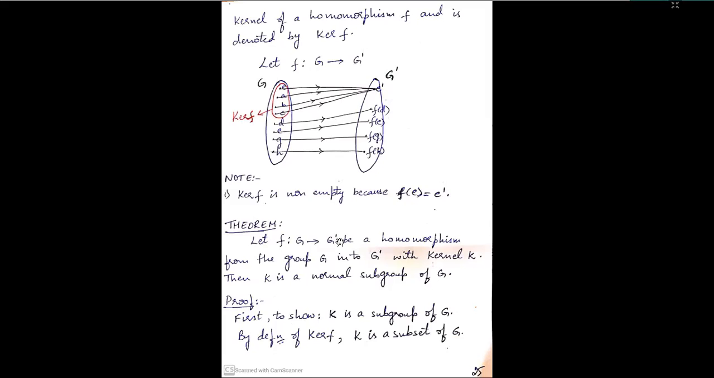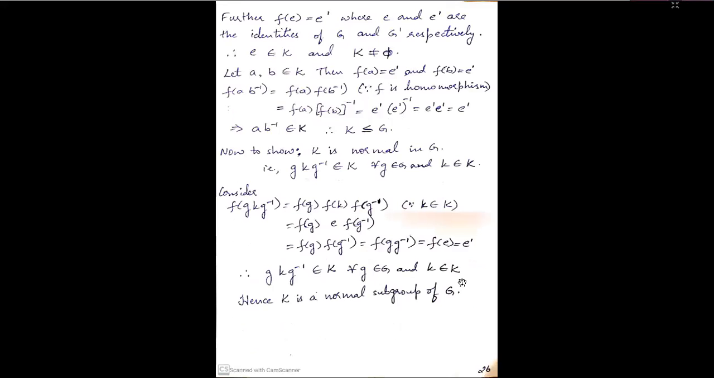You have a function f from G to G dash being a homomorphism from the group G to G dash with kernel K, then K is a normal subgroup of G. So to show that K is normal, there are two conditions to be proved. That is, K is a subgroup of G, and for all k belonging to K, g k g inverse must be an element of K. Since we already know that K is non-empty, that is, e will always be in K, we take two elements a and b in K. So we need to show that a b inverse also belongs to K.